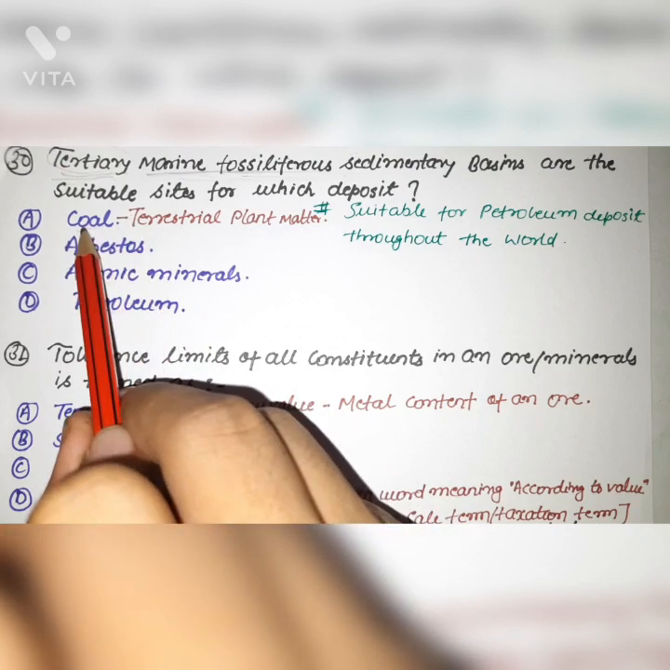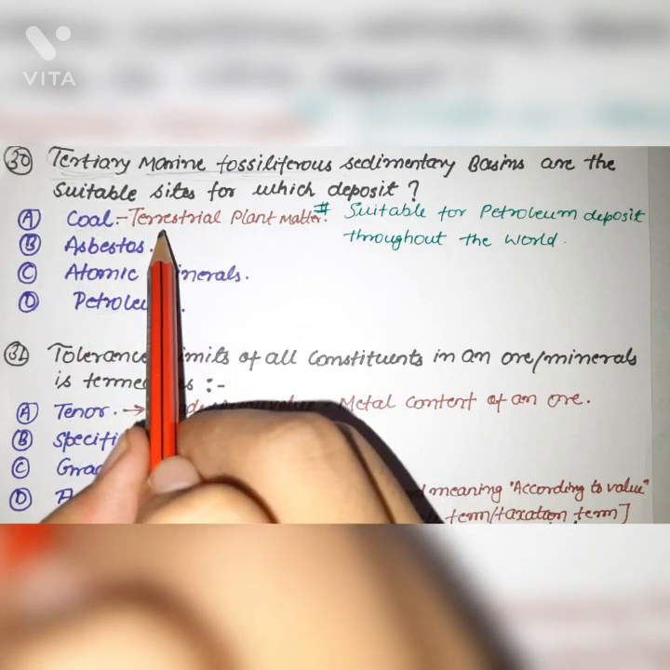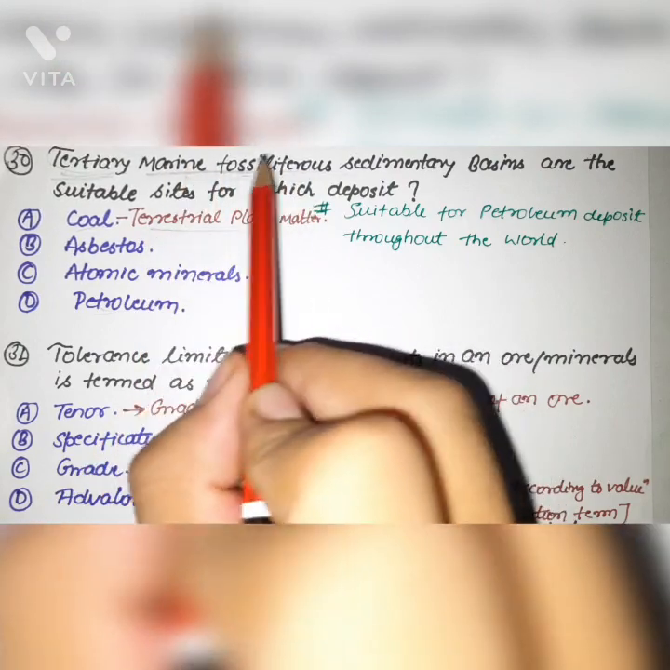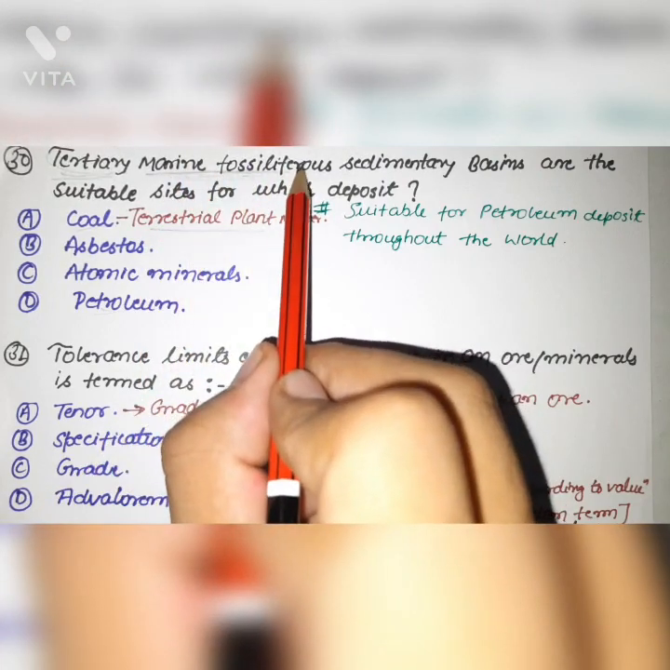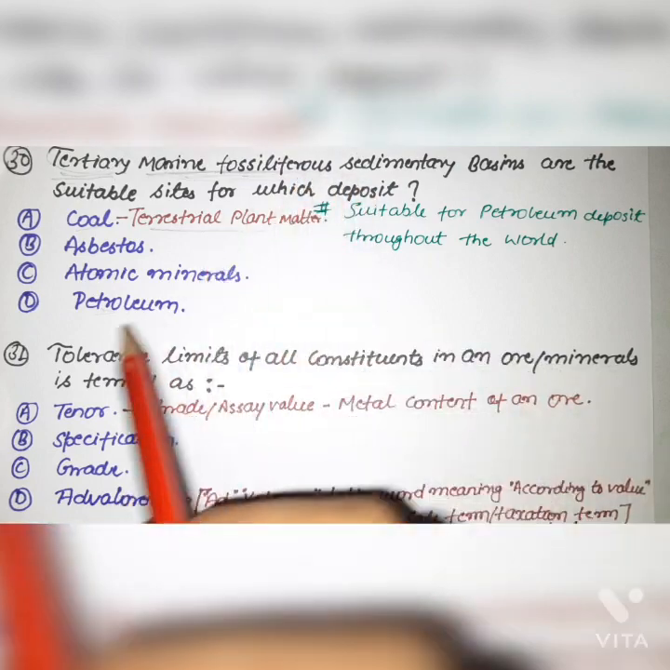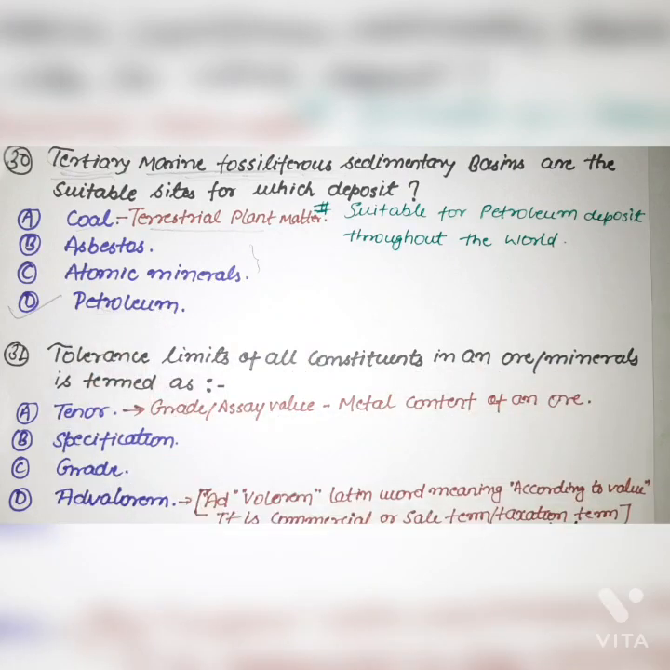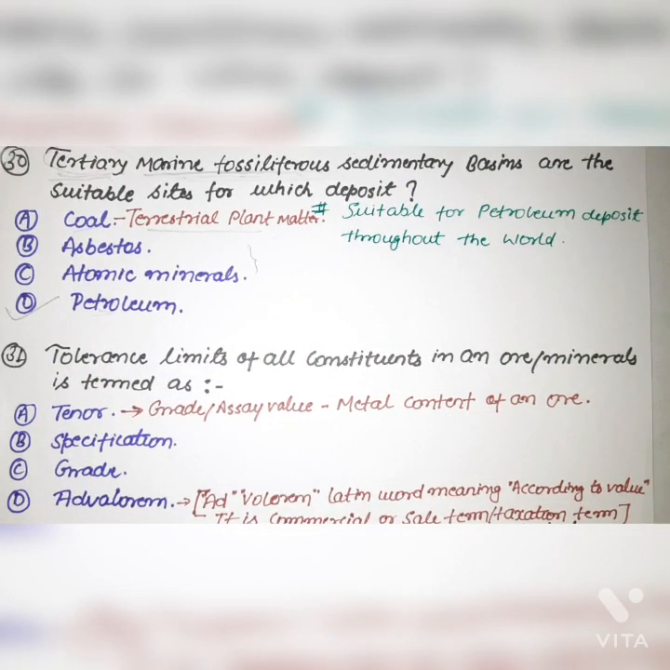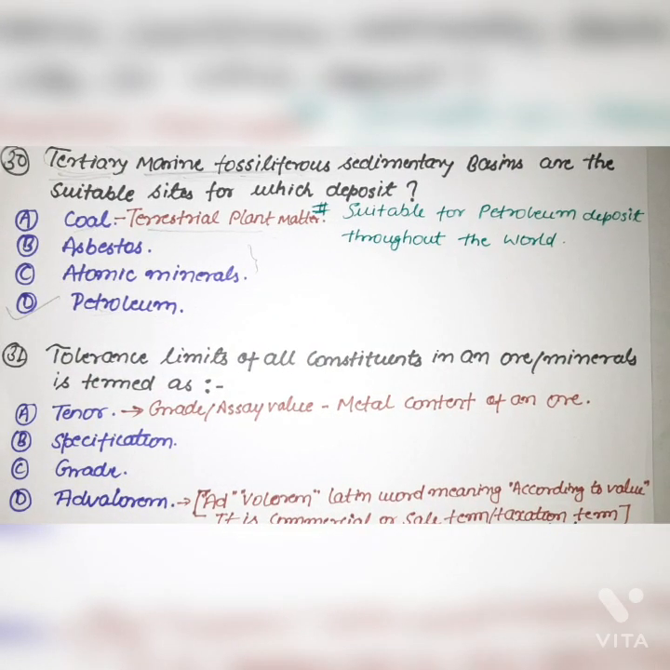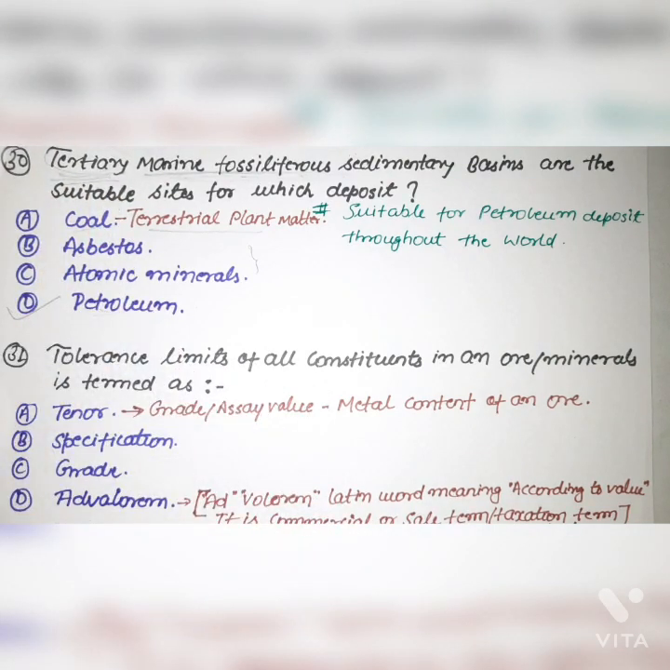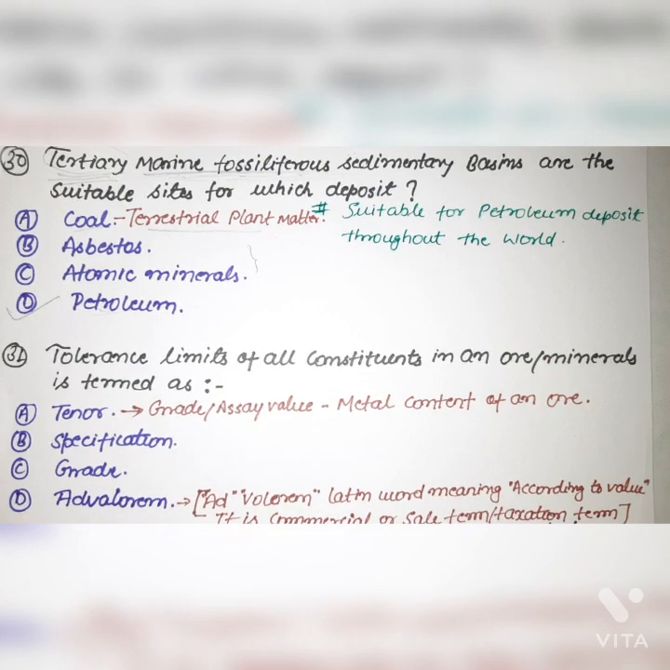Why? Because coal is found where there is presence of terrestrial plant matter, not marine fossiliferous. So marine fossiliferous clearly indicates that the sedimentary basins are suitable sites for petroleum deposit. So the correct answer of this question will be petroleum. And also tertiary basins are suitable for lignite deposit, while higher rank coal, bituminous coal, is found in the Carboniferous period.